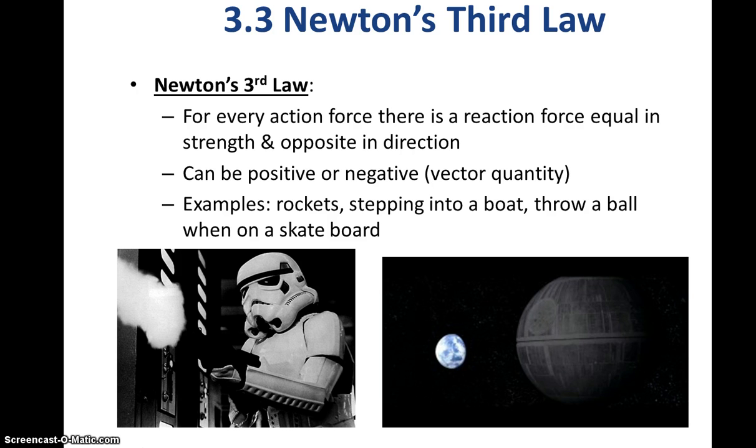Same thing with our Death Star and our planet there. Although they look like they're different sizes, I'm pretty sure that the planet has got more mass. And the Death Star also has a lot of mass. But here's the weird thing. The force between the two is the same. When the planet pulls on the Death Star, the Death Star pulls on the planet. If the Death Star pulls with 1,000,000 newtons of force, the planet responds with 1,000,000 newtons of force. So Newton's third law basically states that the forces are not only equal in strength, but they're opposite in direction.